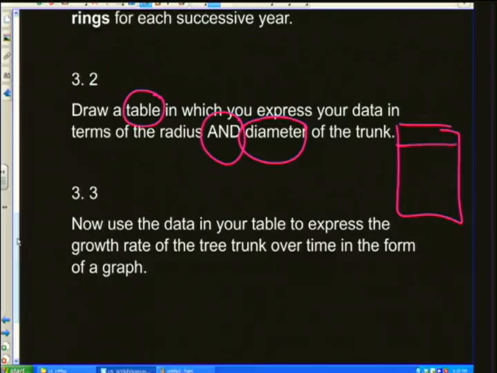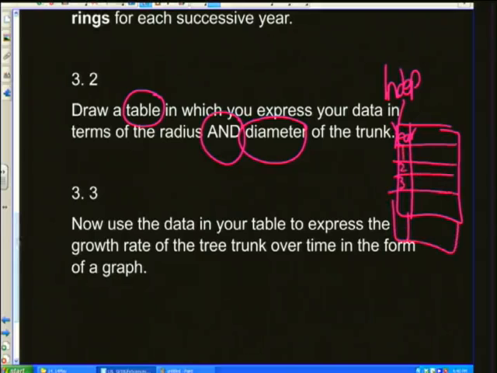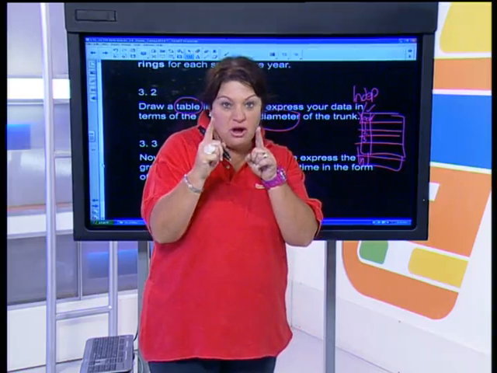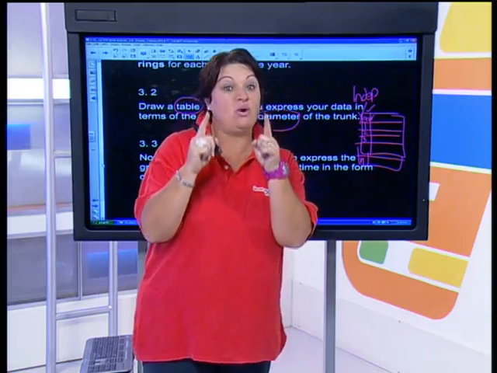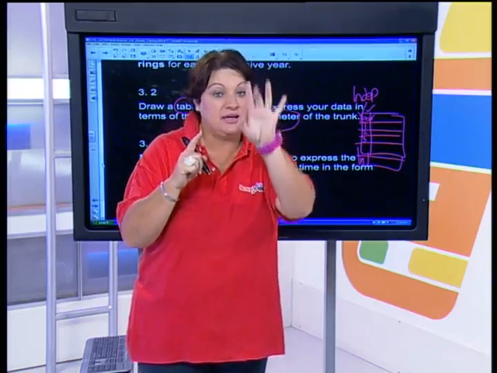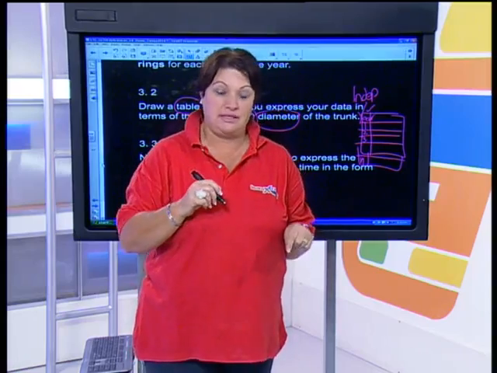Our very first column, what do we always put in our very first column? The independent variable. And what you were given was the year. So in your table, you're going to have year 1, year 2, year 3, all the way up to year 11. There we go, your year. Because remember, from one dark circle to the other, that is 1 year. It's a winter, a spring, a summer, and an autumn, which makes up a year.